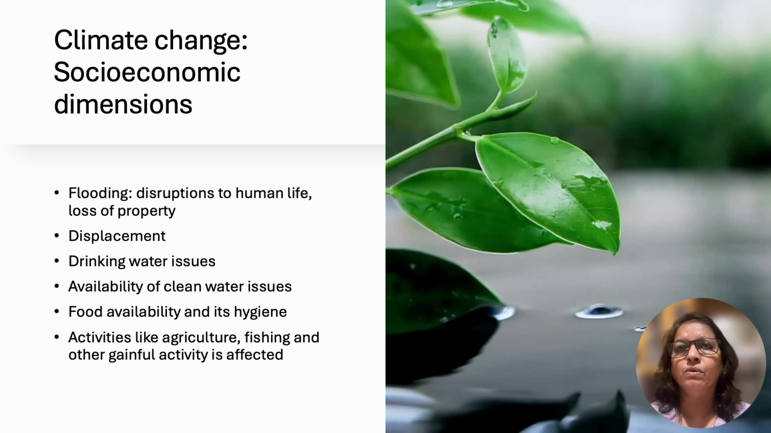Climate change, as you know, happens because of the heating of the environment. We talked about it, how the whole earth itself has become warmer than before. Now, before 1900 and after 1900, if we see, the temperature of the earth has become warmer. The ice caps are supposedly melting, and that is why we have flooding. So, climate change, the socio-economic dimensions are flooding.